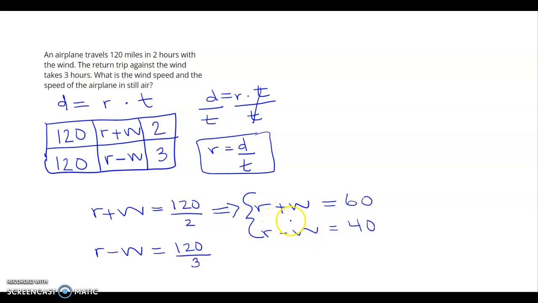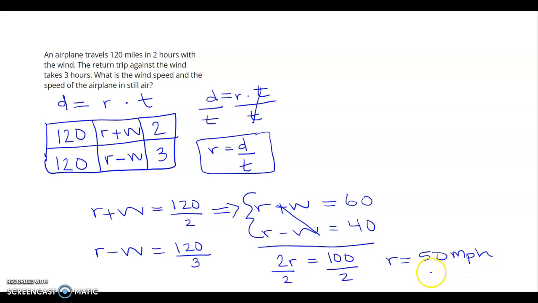This one is really nice because if you notice, with our wind, one's plus, one is minus, and so we can just add those two equations together without doing anything more. So the wind cancels each other out, plus w minus w. We get r plus r is 2r equals 60 plus 40 or 100. We'll divide by 2 on each side, and so we can see that the rate of the plane is going to be 50 miles per hour.